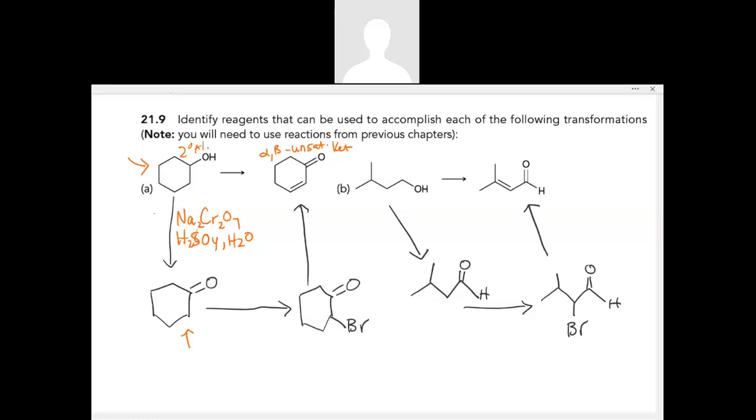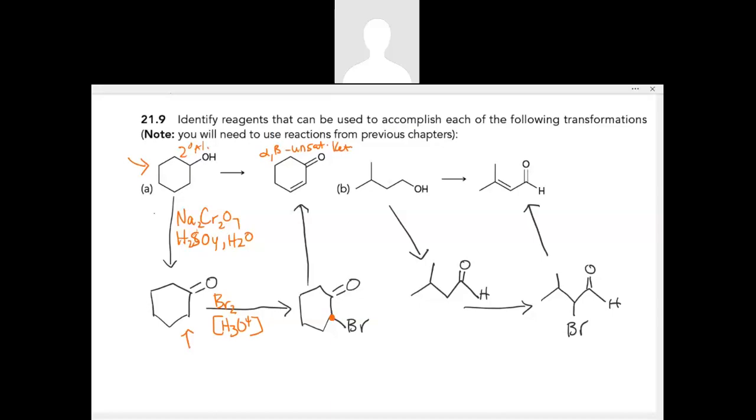Then we can treat that ketone, as we saw in this chapter, with bromine, Br2, in acidic conditions. And what happens there is that we will brominate our alpha position. So I did not draw the mechanism out, but note that this is in the alpha position.